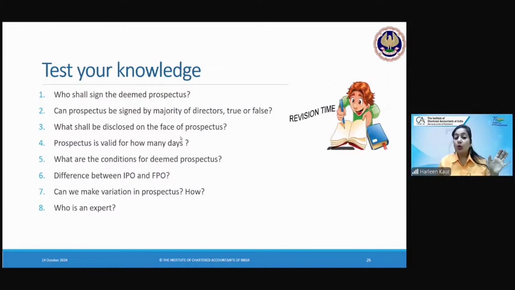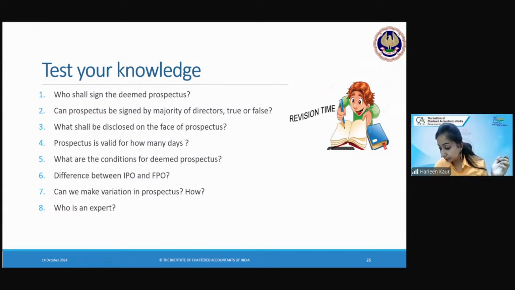What shall be disclosed on the face of the prospectus? Anyone can tell me that? All of you have given the correct answer and Supriya has answered this one also correctly. So false was the correct answer for the previous one. Absolutely correct. Those who have given false for the second one are correct, because it shall be signed by all the directors, including the proposed directors.